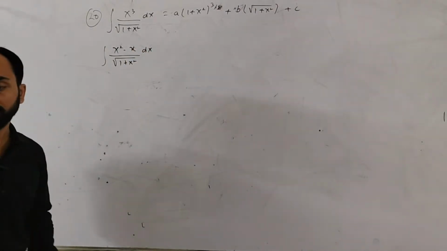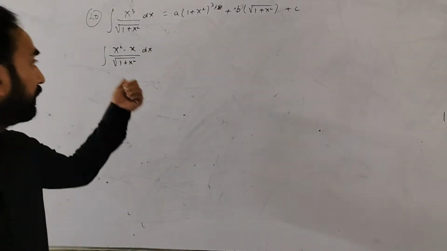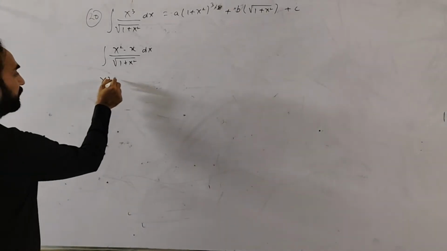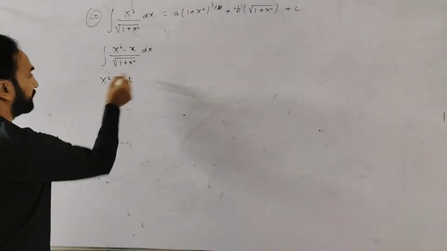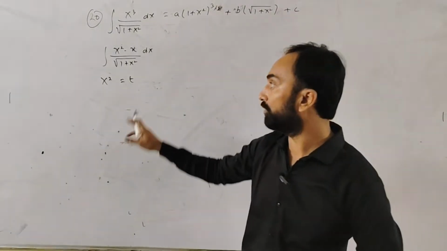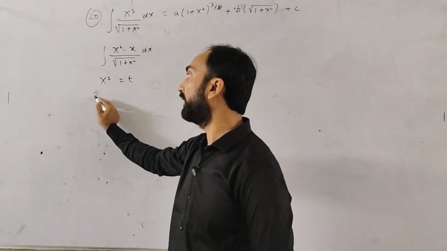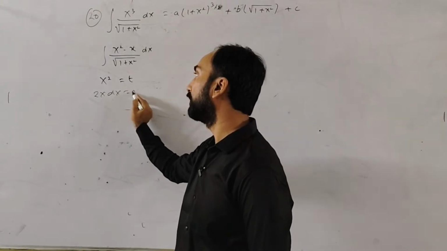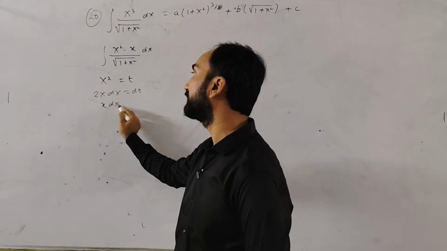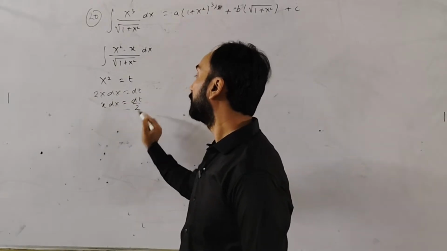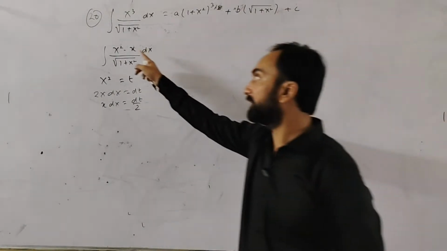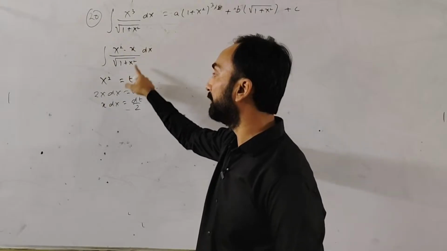So the first thing we are doing is bifurcating x cube into x square into x, and the second thing we are doing is assuming x square as t. If x square is equal to t, what is the derivative of it? 2x dx is equal to dt, so x dx is equal to dt by 2. So the first part is done: x square becomes t and x dx becomes dt by 2.